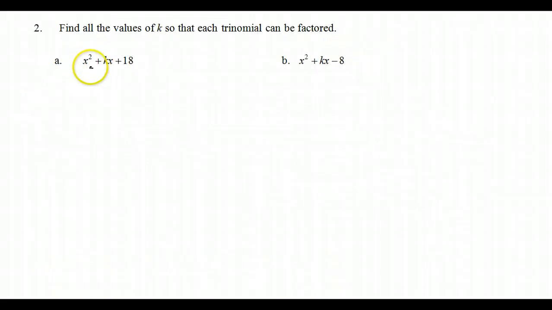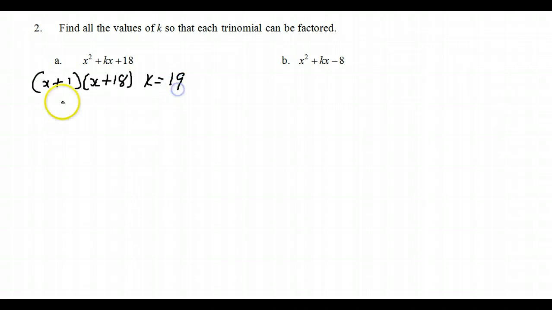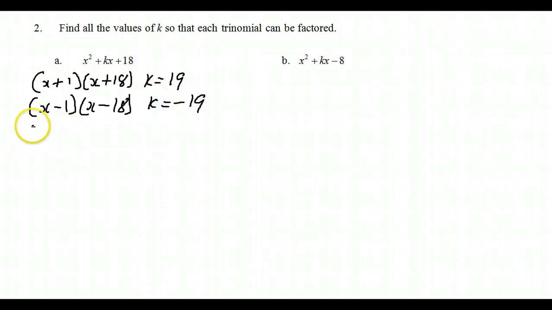Okay, a few more. So here we have probably need two numbers that multiply to 18. It's positive 18. They're going to have the same sign. Okay, so x plus 1, x plus 18. Okay, that will work. That will give us a k value. We'll get x squared plus 18x plus 1x. So that'll give us a k value of 19. Okay, we could have x minus 1, x minus 18. Again, we want to get a positive 18. That gives a k value of negative 19.